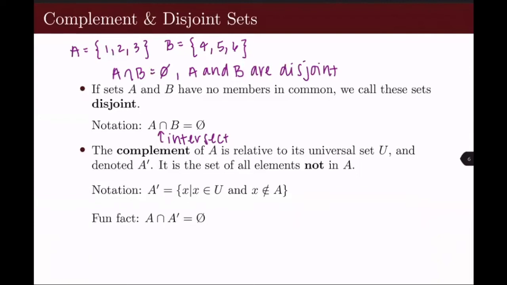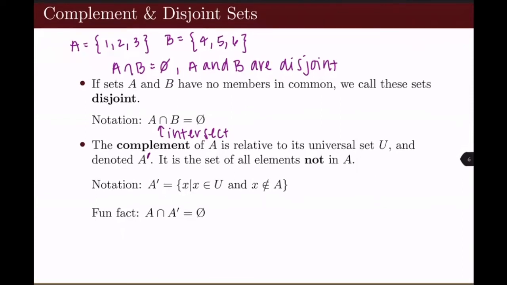The complement of a set A is relative to its universal set U, and is denoted A with this little tick mark up here, A complement. It is the set of all elements not in A. The notation is A complement equals X such that X is in U, our universal set, and X is not in A. And then a fun fact, A intersected with its complement is always empty.